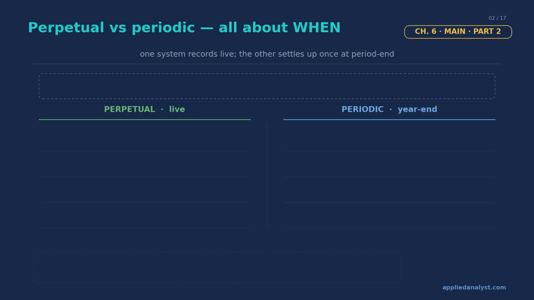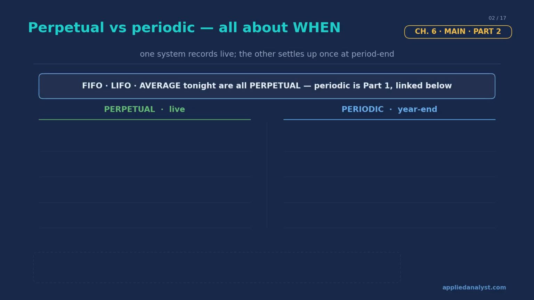One important note before we run a single number. Everything tonight, FIFO, LIFO, and the moving average, we are costing under the perpetual system, the live one. If you want these exact three methods under the periodic system, that is Part 1. It's linked below, and tonight builds straight on top of it.